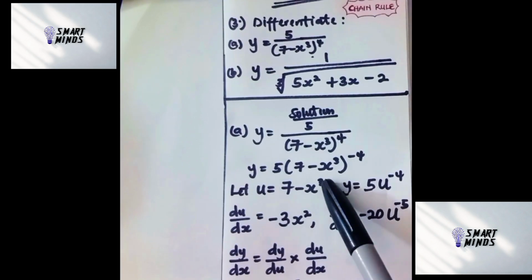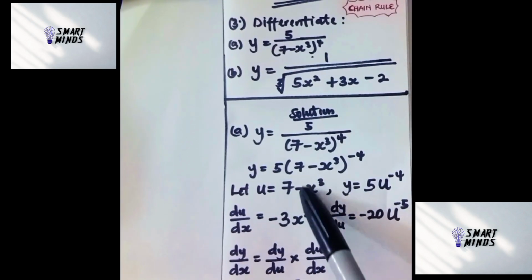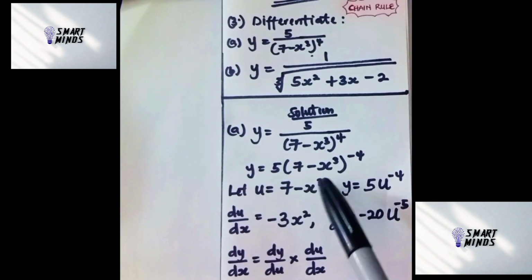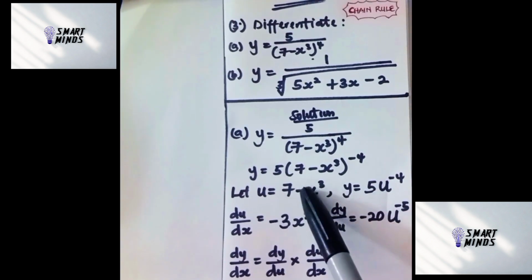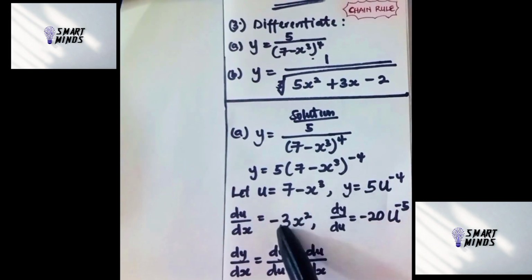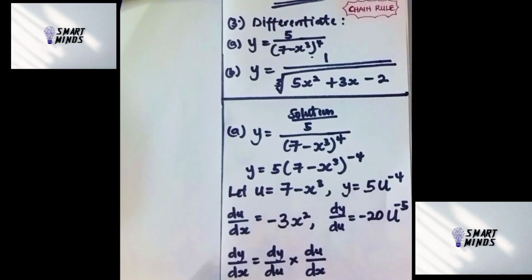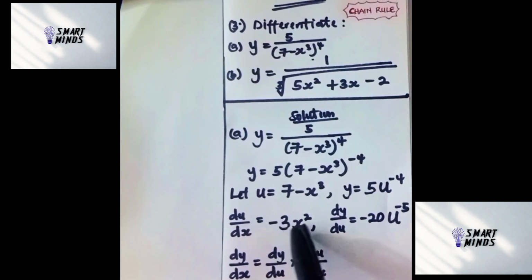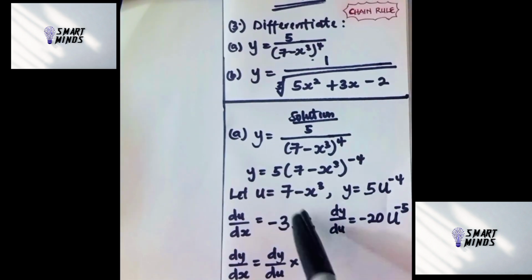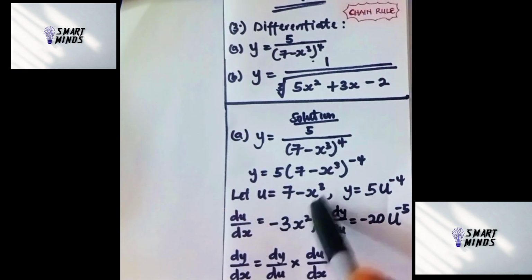So remember, 3 multiplies the negative coefficient here. I repeat, 3 multiplies the negative coefficient we have here. So 3 times minus 1 is minus 3, then 3 minus 1 is 2. Alright, so du dx is given to be what? Minus 3 x raised to power 2. So I have differentiated u.